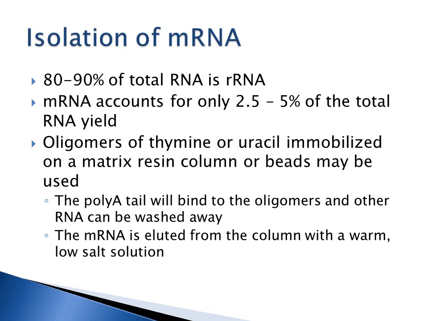Let's say you wanted to look at just messenger RNA, because messenger RNA is going to tell you if a certain gene is expressed or not. If you are isolating total RNA, 80 to 90% of that total RNA is ribosomal RNA. Your messenger RNA is only 2.5 to 5% of the yield of that total RNA extraction. So it's a much smaller amount of RNA for messenger RNA.